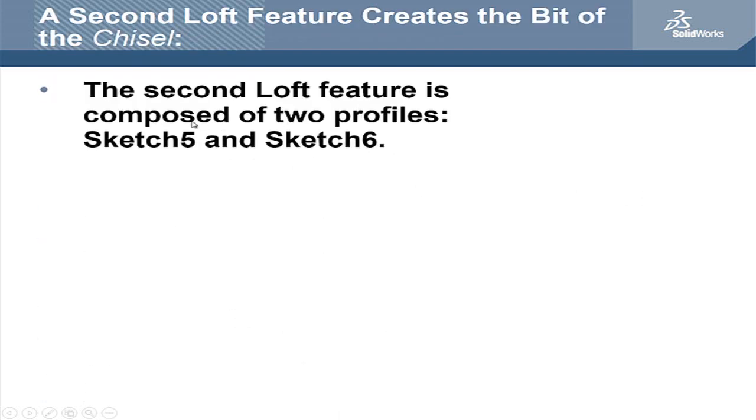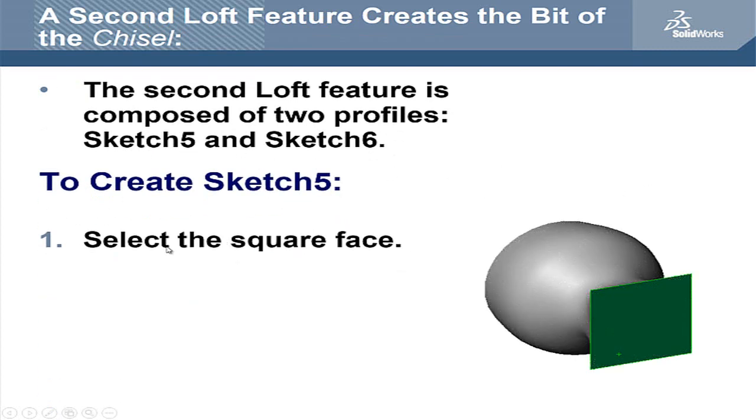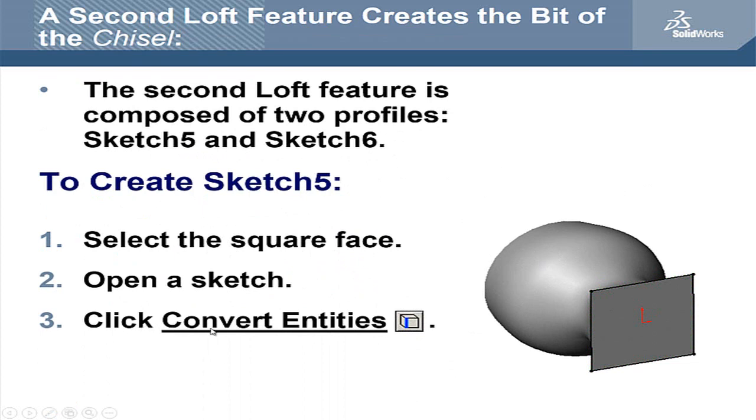The second Loft feature is composed of 2 profiles, Sketch 5 and Sketch 6. To create Sketch 5, select the square face. There it is. Open a sketch. Click Convert Entities. Exit sketch.